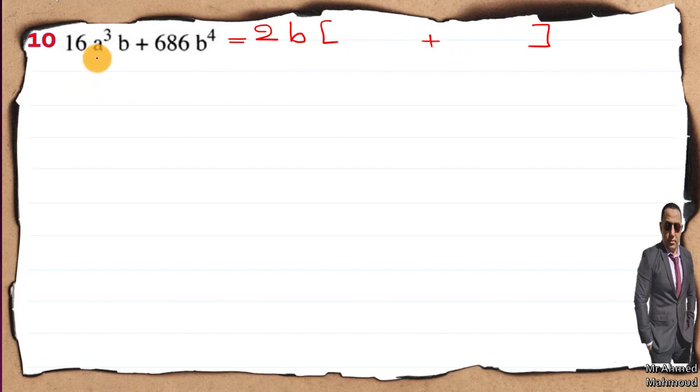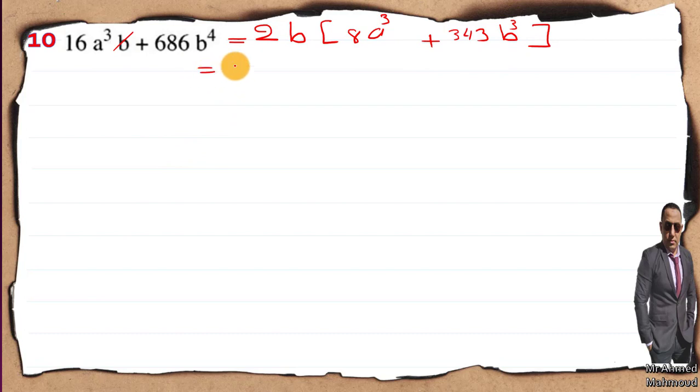Okay, then 16 divided by 2 equals 8. A power of 3 drops down. B over b cancelled. Okay, 686 divided by 2 equals 343. B power 4 minus b power 1 equals b power of 3.